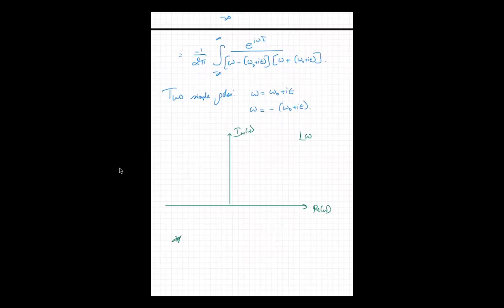So the first pole is at omega 0 plus I epsilon. Omega 0 is, of course, real, and plus I epsilon is in the positive quadrant. Let us say that this is my omega 0 and this is my epsilon. So this pole is right here. This is the point omega 0 plus I epsilon in the complex plane. The real part of omega is omega 0. The imaginary part of omega is epsilon. The other pole has real part minus omega 0 and imaginary part minus I epsilon. So that guy is over here.